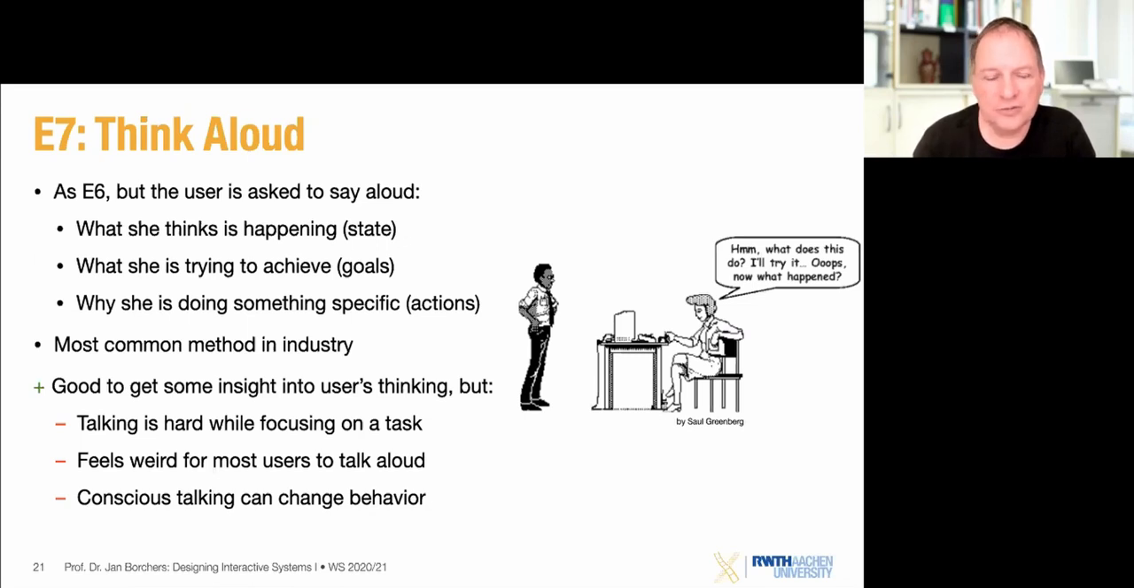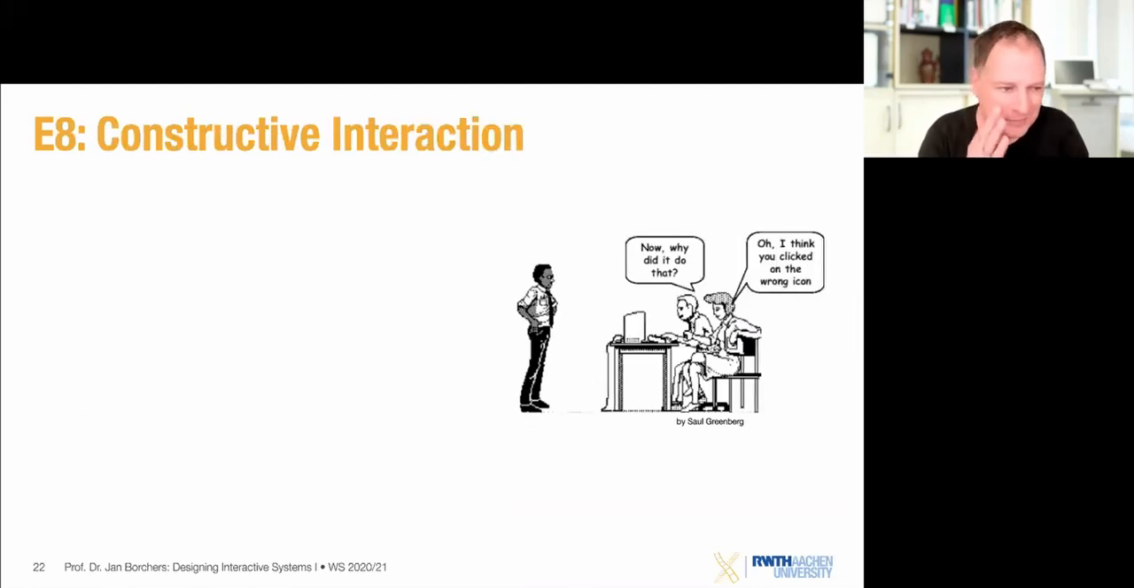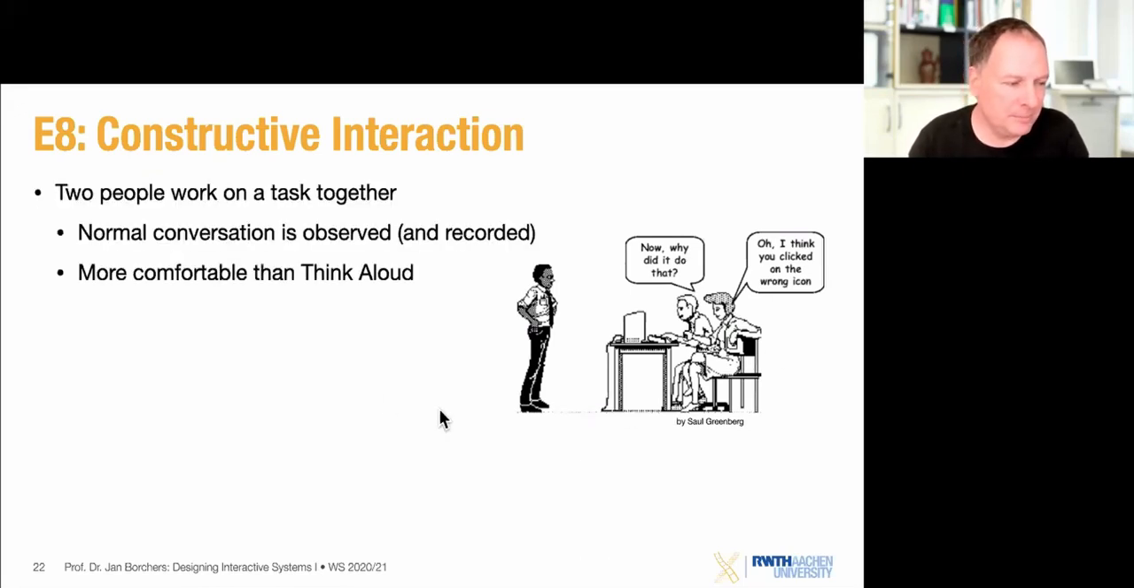Now, it feels weird to mumble to yourself here. How can we fix that? Well, we add another person. Here, we have what I like to call Neanderthal man sitting next to her. And the assumption in constructive interaction is that you now have two people working on a task together. And you then can have the normal conversation between these people that you observe and that you typically also record.